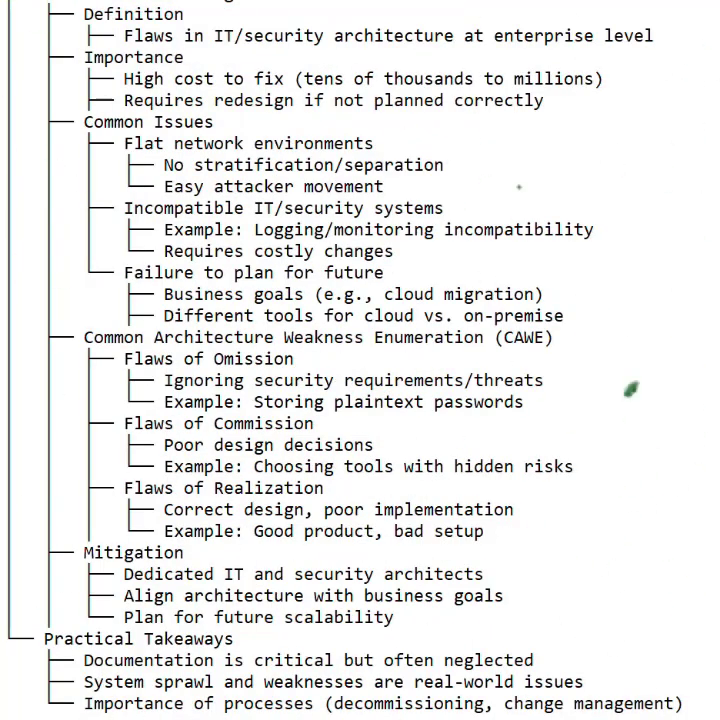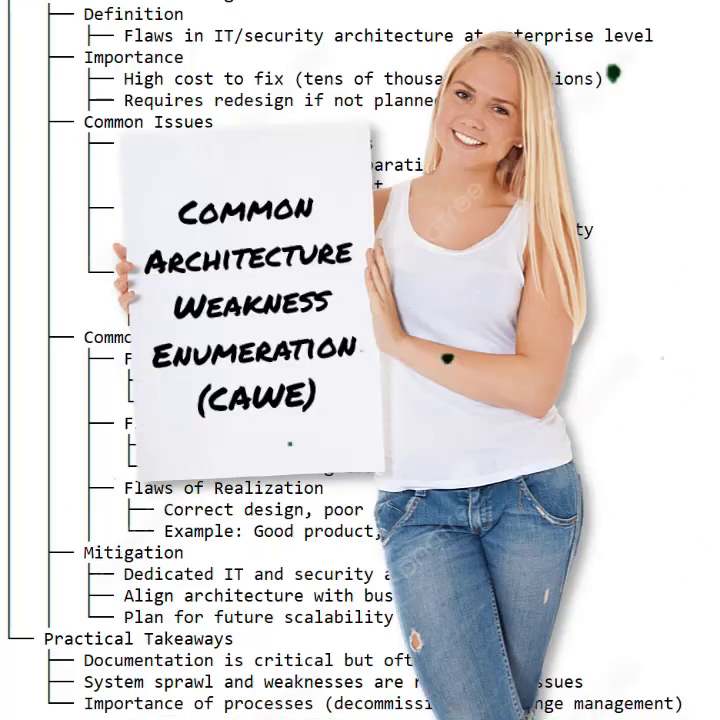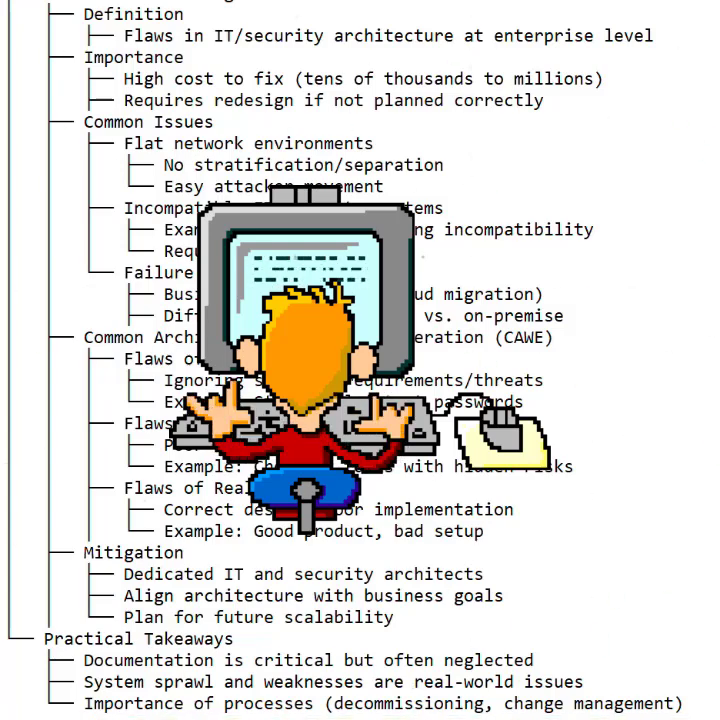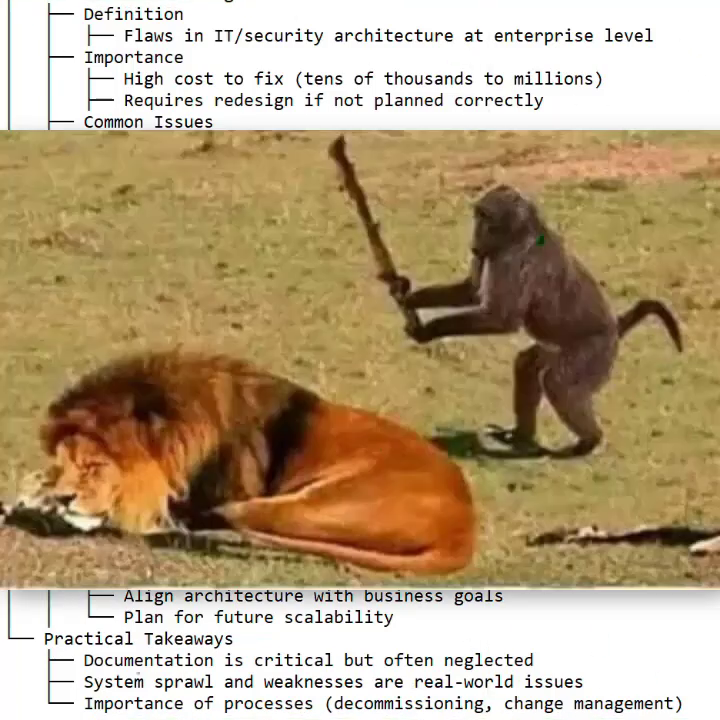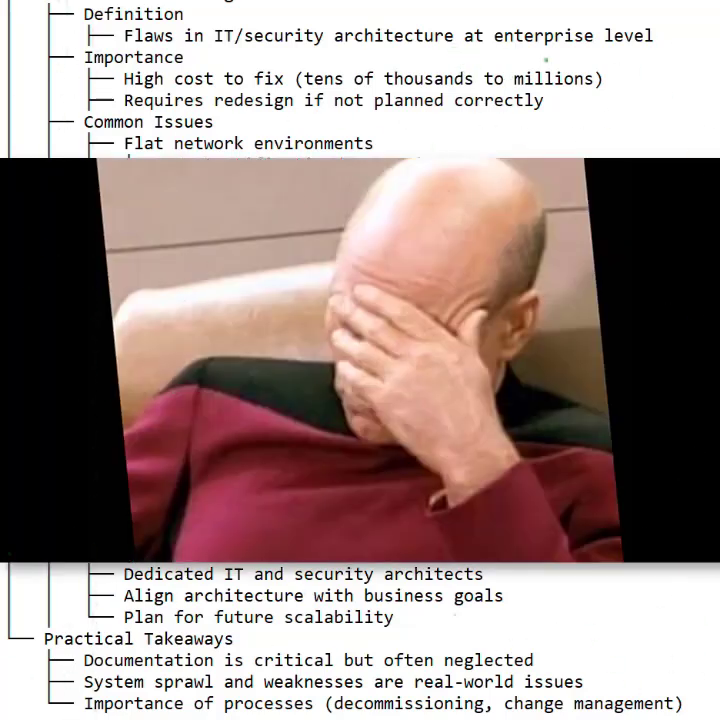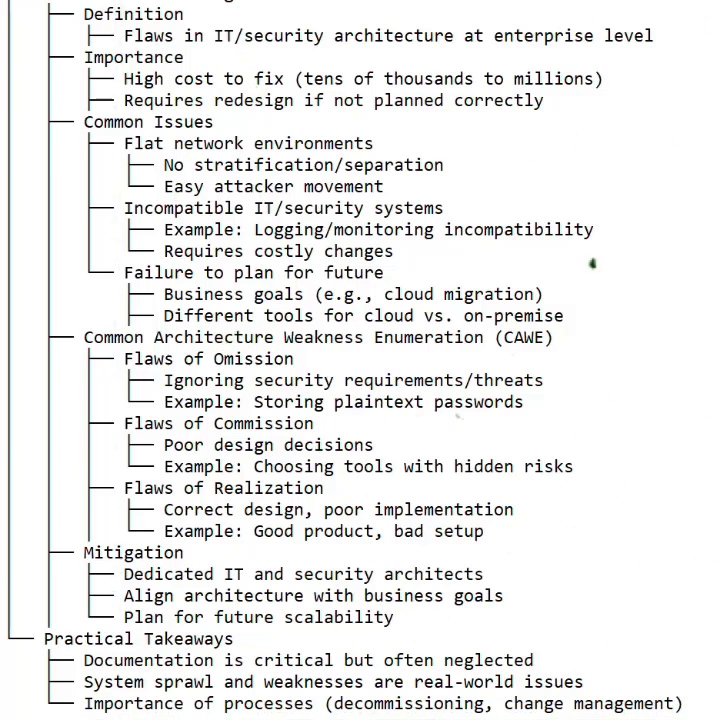There's also this thing called Common Architecture Weakness Enumeration, CAWE, which breaks down 3 types of design flaws. First, flaws of omission, basically ignoring security needs, like, oh, we don't need to encrypt passwords because no one's getting in here. Spoiler, hackers love that attitude. Second, flaws of commission, making bad choices, like picking a malware protection tool that's secretly feeding data to a shady third party. And third, flaws of realization, when the design is solid but the implementation is a mess. Think of buying a top-notch lock but installing it upside down. These are the kinds of mistakes that can come back to bite you.